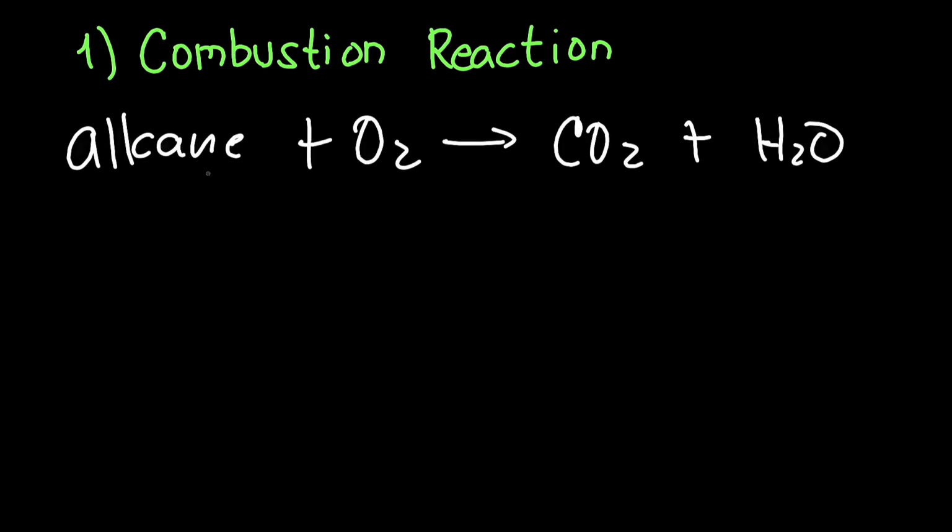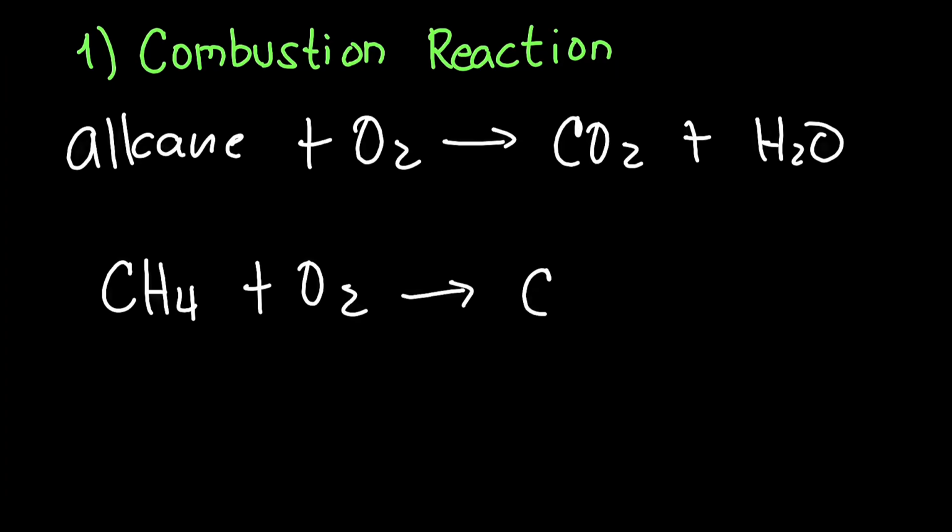Let's try some example. Let's try the simplest form of alkane, which is methane, CH4, plus the rest. And now, the last step would be to balance the reaction. On the left side, we have one carbon, and on the right side, we also have one carbon, which is balanced. We have 4 hydrogen in here, and on this side, we only have 2 hydrogen. So we need to add 2 in here in order to have 4 hydrogen.